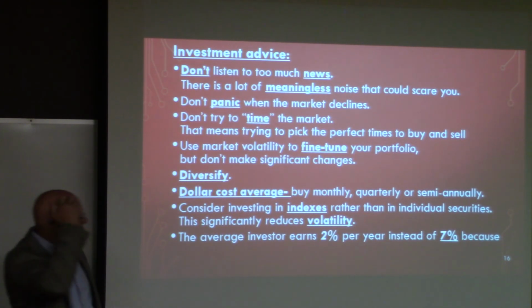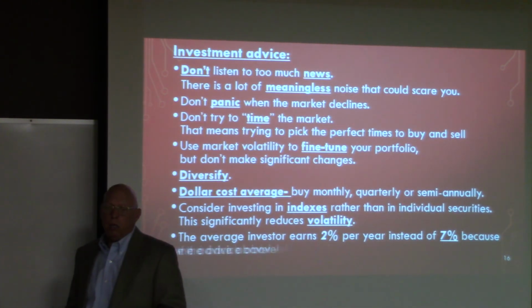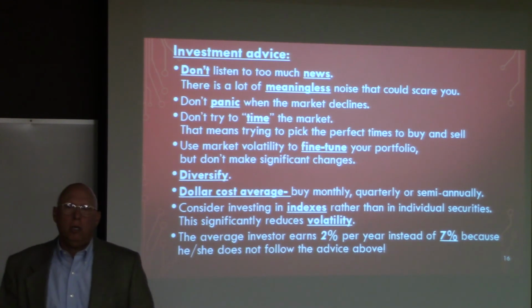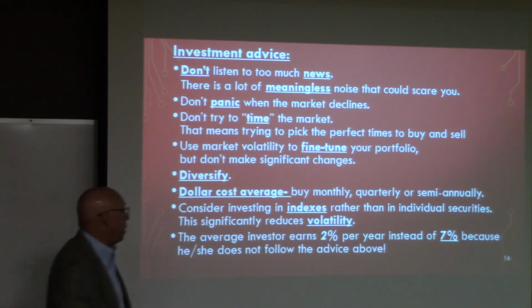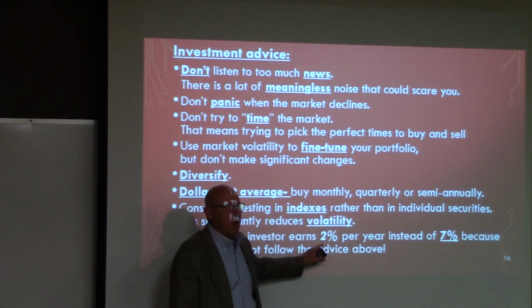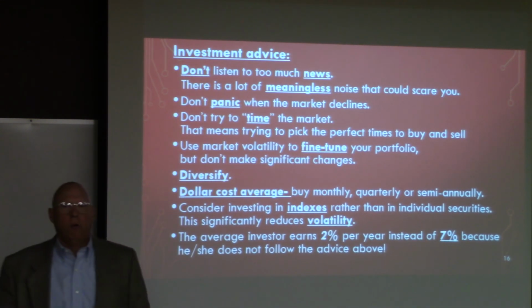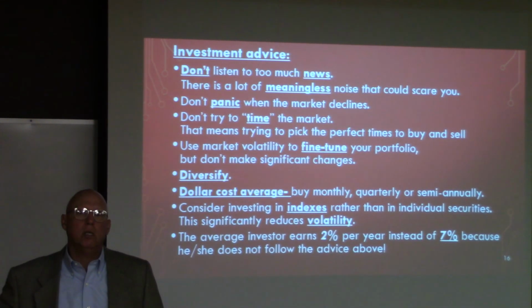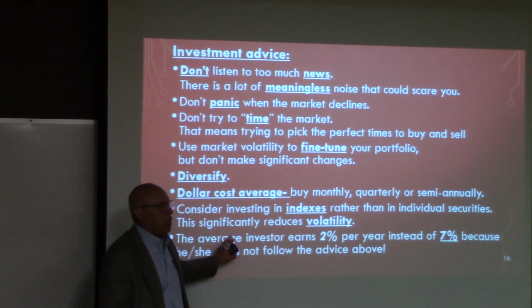Guess what? The average investor earns 2% per year instead of 7% because he or she does not follow the advice above. So that's really powerful stuff. Statistics show the average investor earns 2%, while the markets earn a balanced portfolio around 7%. Why is this? Because of the mistakes that investors make. They get emotional and they make mistakes. Let's not let that happen to you or anybody you care about.